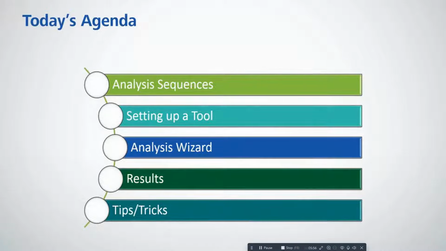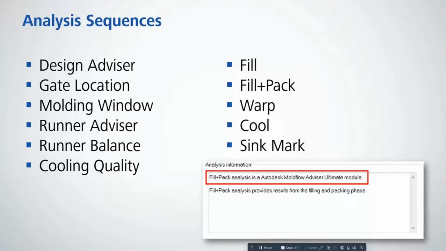You have the analysis sequences. The analysis is a very, very important part of the Autodesk Moldflow software. Now, you have setting up the tool, analysis wizard, you have results, and then you have tips and tricks. Now, let's look at these analysis sequences. In the analysis sequences, you have the design advisor, the gate location, the molding window, the runner advisor, the runner balance, the cooling quality, the fill and pack, the warp, the core, the sink map.